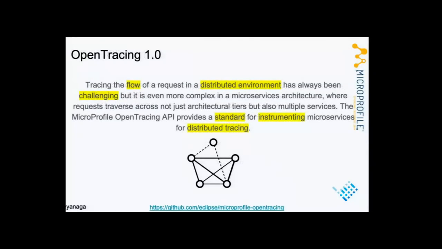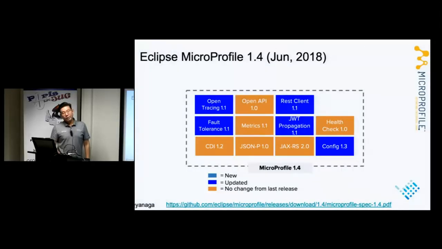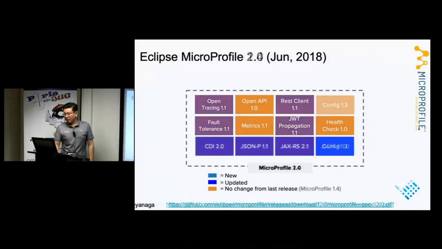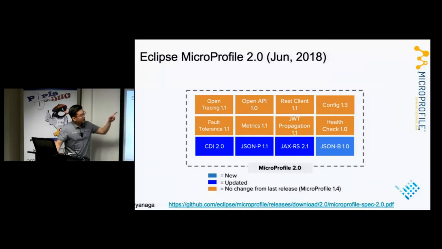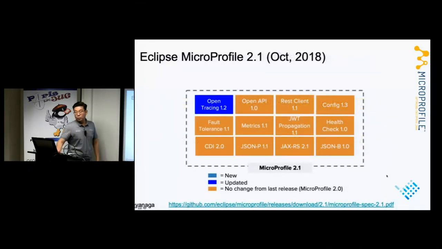So just to wrap up the presentation, REST client, open tracing. So yeah, I could be showing this is the Zipkin console, but now we have an even better one. So in June 2018, we just provided some updated APIs with MicroProfile 2.0, which was released in June 2018. We added JSON-B because before that we only had JSON-P. And with the MicroProfile 2.0 release, we wanted to align all of the Java EE 8 APIs with the MicroProfile APIs that we had. And what are the things that we're working on?